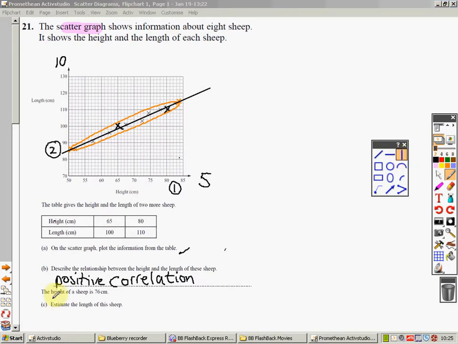The height of a sheep is 76, so I need to find out where it's 76. Now this is where it's useful that I've been going up and identified it's 1, so 76 is there. So I draw a line with my ruler up to there. I then look across from there and read off on my scale here.